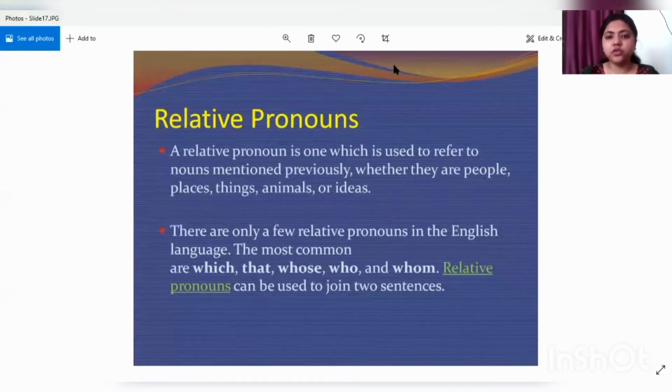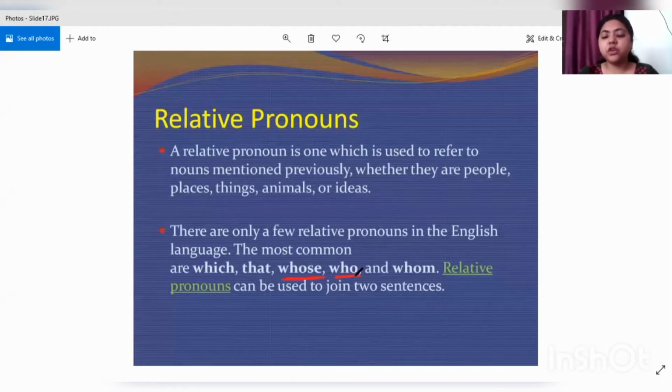Now, whose, when do we use whose? When we have to show possession. Whenever in a sentence we have to refer to possession, then we use whose. Who is used when we are replacing a noun which is in the subjective case. For example, the boy who gave me chocolate. So the boy is the subject over here, and we are referring to the boy, which is in the subjective case.